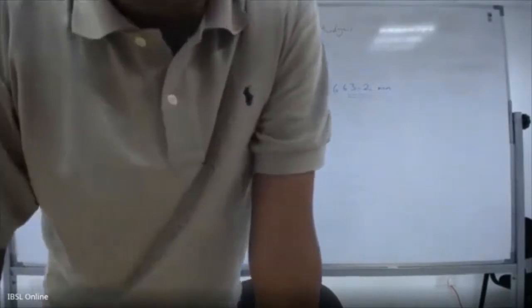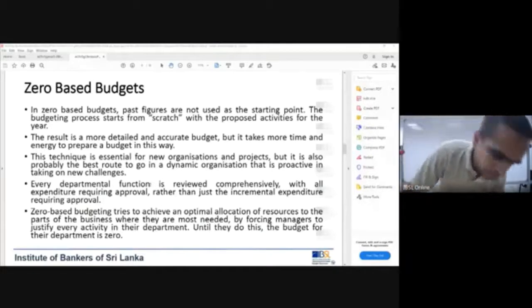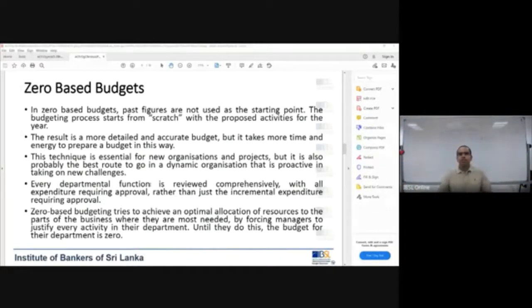Then a zero-based budget. In zero-based budgeting, you need to start every expense from scratch. Everything has to begin from scratch. In zero-based budgets, past figures are not used as a starting point. The budgeting process starts from scratch with proposed activities for the year. The result is a more detailed and accurate budget, but it takes more time and energy to prepare a budget in this way, right? Because everything you need to justify.